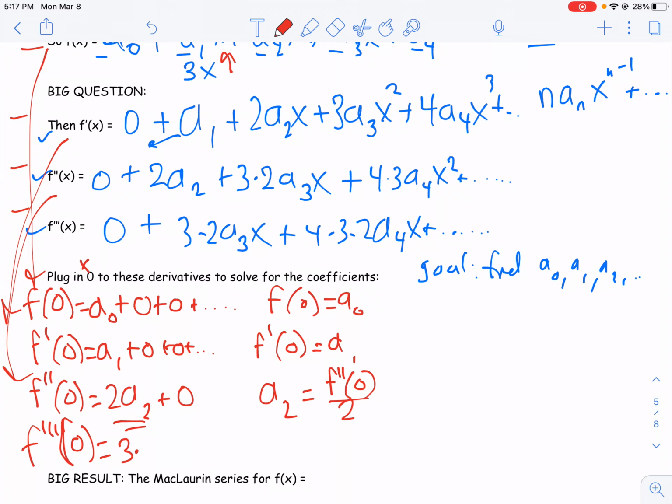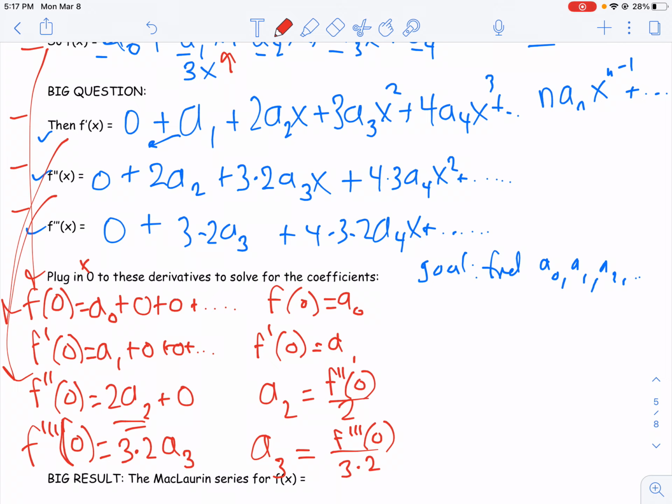Oh, well, I screwed that up. I left off the x there, my bad. So when I do that, that's 3 times 2 times a sub 3. So when I solve, my a sub 3 is equal to the third derivative at 0 divided by 3 times 2. Now I want to think about this.